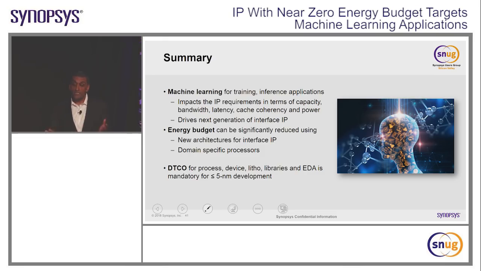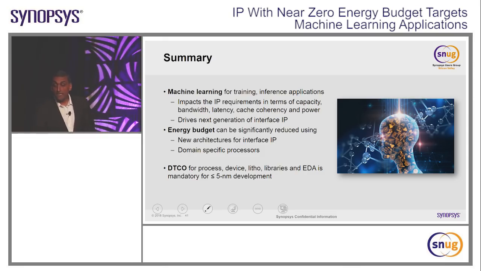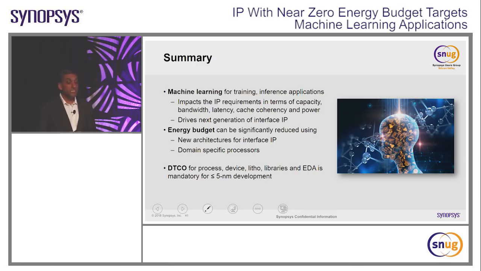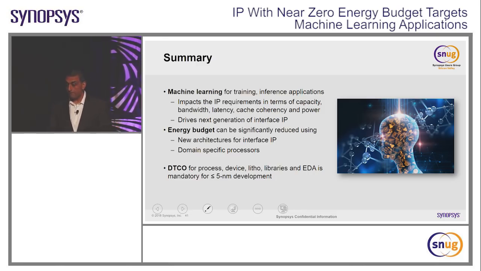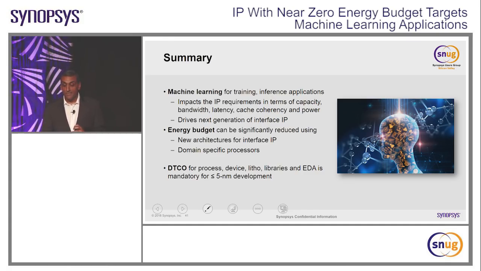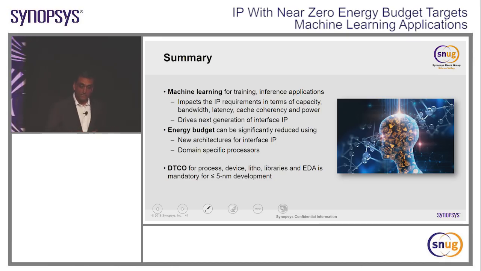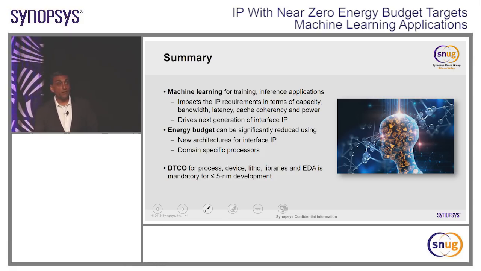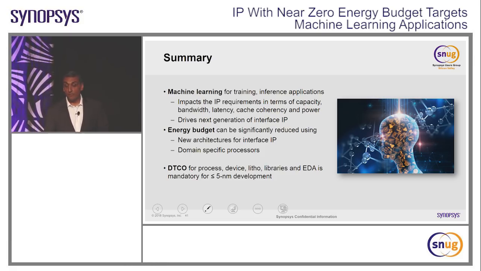I talked about the new architectures for interface IP, and I gave an example of a domain-specific processor. I also introduced the concept of DTCO, Design Technology Co-Optimization. And this is very interesting because what it does is that it links process development, TCAD, with device physics, with lithography, with your logic libraries, with the EDA software. And we believe it's mandatory for doing development at 5 and below.